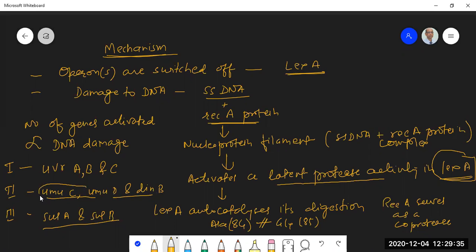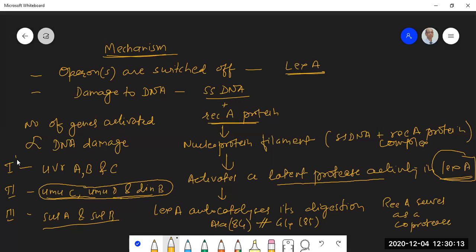So now you know that they code for subunits of DNA pol 4 and DNA pol 5, and these DNA polymerases are involved in DNA replication without any proofreading activity. So the chances of errors during replication are considerably higher. As a result of that, mutation may arise. And in the third set, SulA and SulB, and therefore I said there may be more than one operon. So depending upon the extent of damage, a particular operon is switched on.